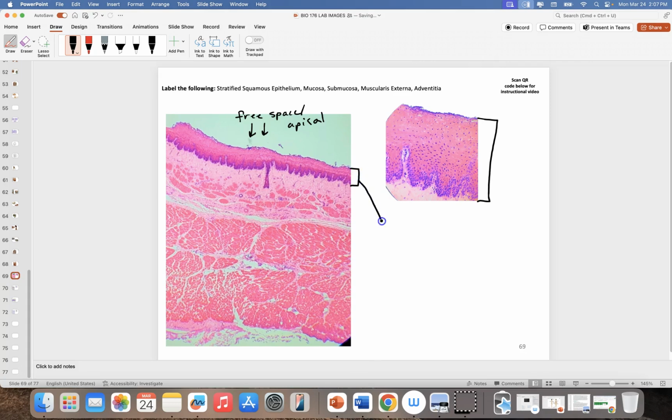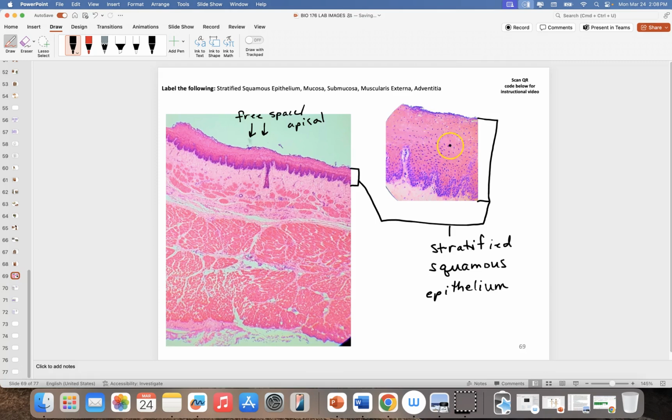That epithelium is going to be stratified squamous epithelium. And we can see several layers of cells. That's why we use the term stratified.